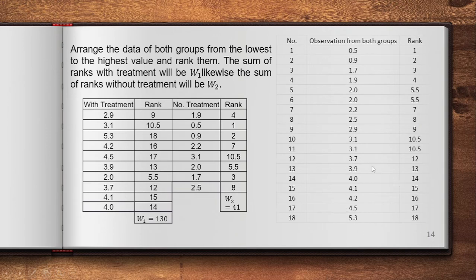And then, sa 3.1, ito din po siya. Same process po ang pag-compute natin. So, 10 plus 11 is equal to 21 divided by 2 is equal to 10.5 po ang kakalabasan po niyan. So, gagawin po natin is 10.5. So, ganun po ang pag-ranking kapag po may kaparehas na observation from both groups.